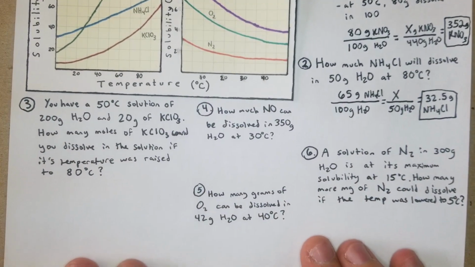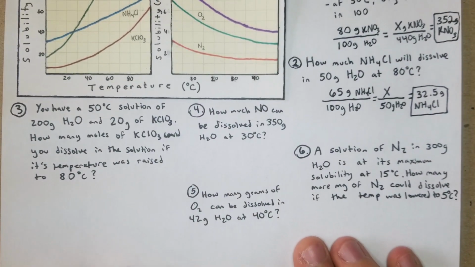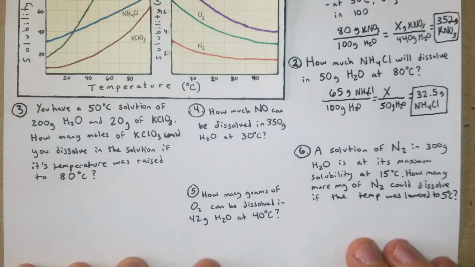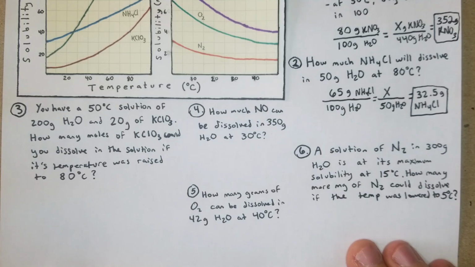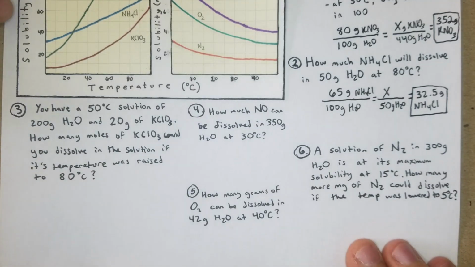Let me scoot this down. Alright, so you have a 50 degree solution of 200 grams of water and 20 grams of KClO3. How many moles of KClO3 could you dissolve in the solution if its temperature was raised to 80 degrees? So it seems a little bit more complicated than the other ones, but it's really not too bad.